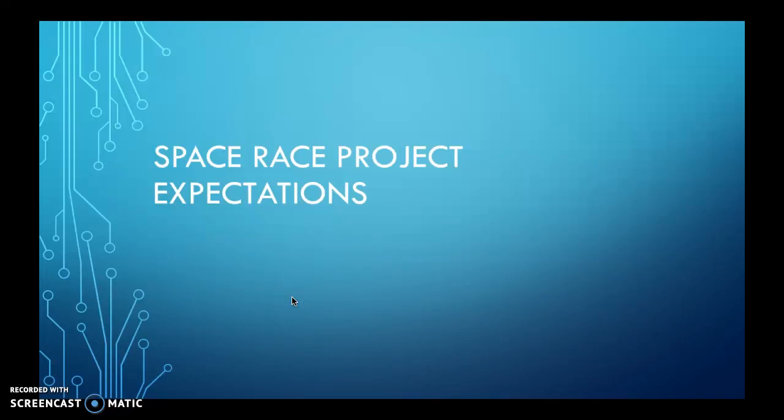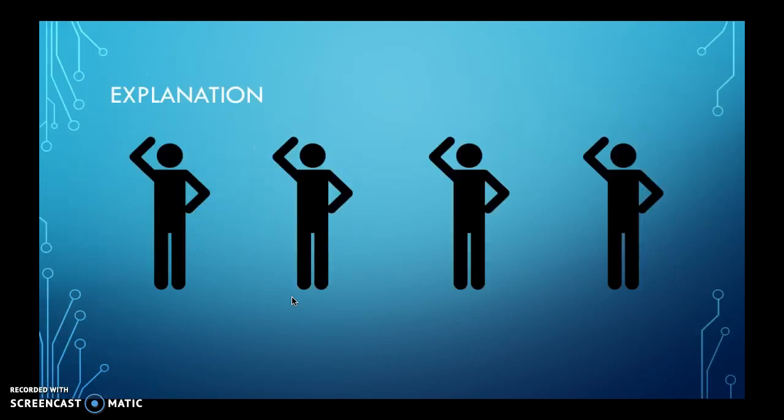Hello! In this video, we'll be going over the expectations for your space race project. In this project, you will be working in groups of 4, and each one of you is going to be doing a different element for each of the modules that you will be completing. There are a total of 4 modules, which we'll go over in a second. Each module has 3 elements that you will need to complete before moving on to the next module.